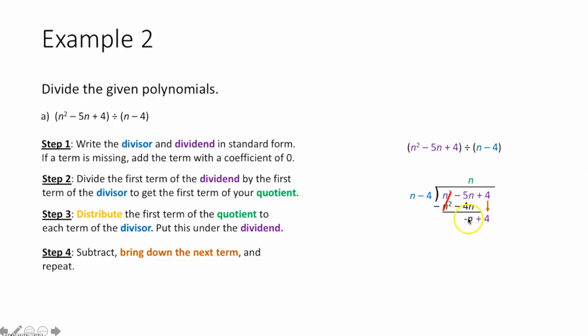So we take negative n, divide it by n, and you get negative 1. So that's going to go here. Now we distribute that negative 1 to the n and the negative 4. So negative 1 times n is negative n. That's why we did it. These are going to cancel each other out. And then negative 1 times negative 4 is positive 4.